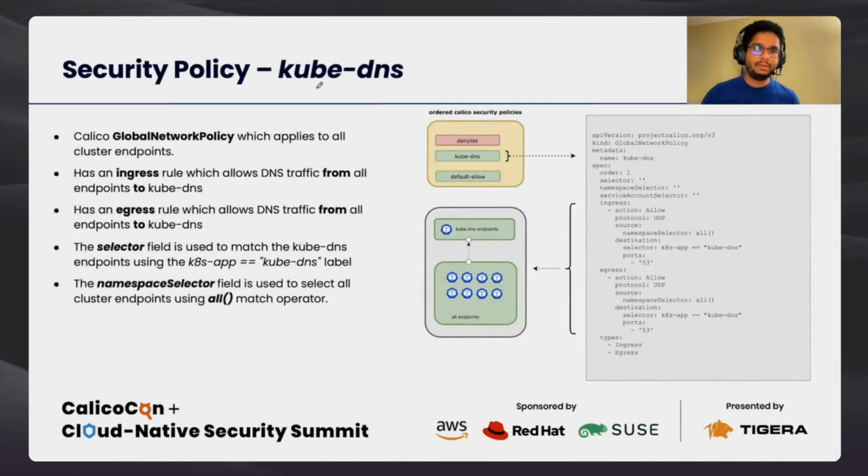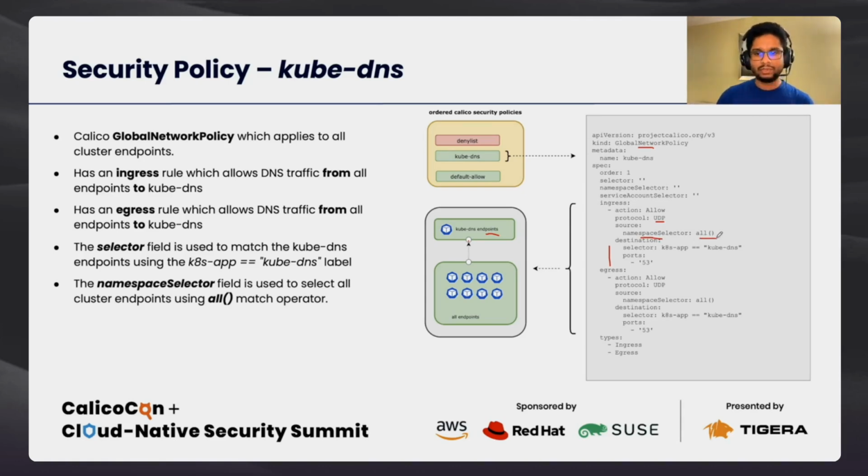The second example is the kubedns policy. If you look at this policy, this is a global network policy. And in the ingress direction, the destination is kubedns. We've allowed UDP port 53, so the protocol is UDP. If you were to visualize this policy, you have the kubedns endpoints, and we've created this pinhole on the ingress direction from all cluster endpoints to kubedns. We've matched all cluster endpoints by using the namespace selector with the all match operator.